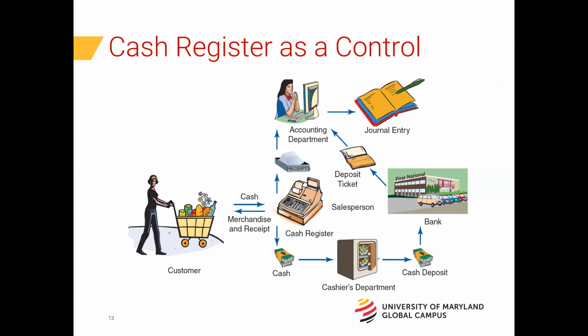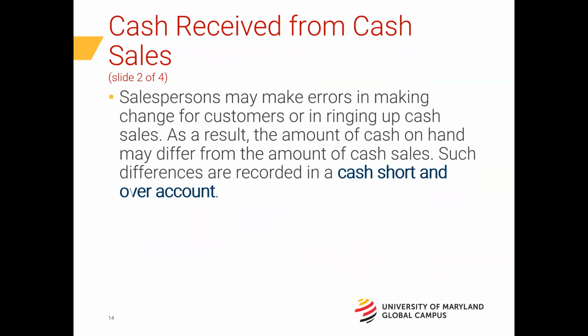When cash is deposited at the end of the shift, it goes into the cashier's department. Cash deposit goes to the bank. The bank gives the company a deposit ticket. That deposit ticket goes back to the accounting department and shows up on the financial statements. So you can see the never-ending cycle of what happens when there's a cash transaction.